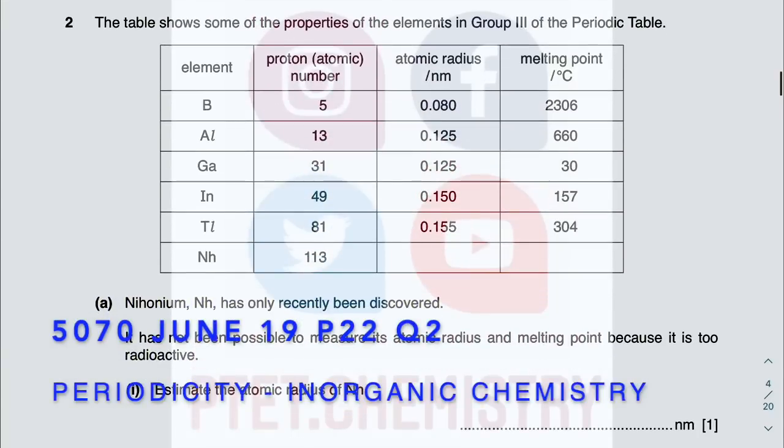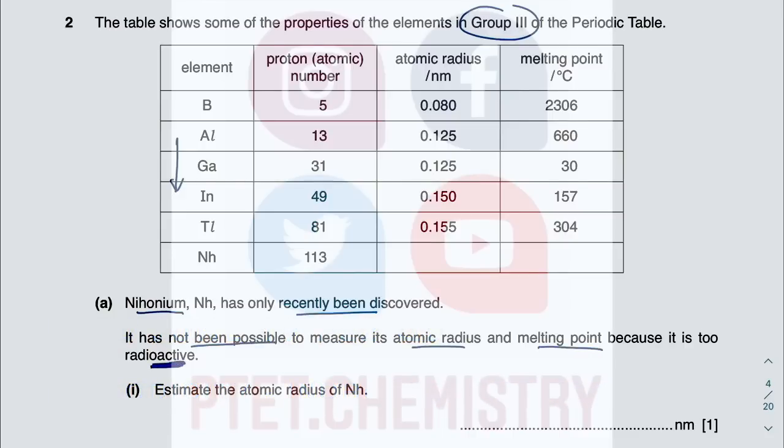Next bit. This is group 3 chemistry, going down group 3. They say nihonium has only recently been discovered. It is not possible to measure its atomic radius and melting point because it's too radioactive.